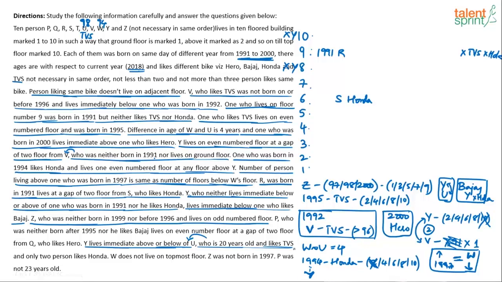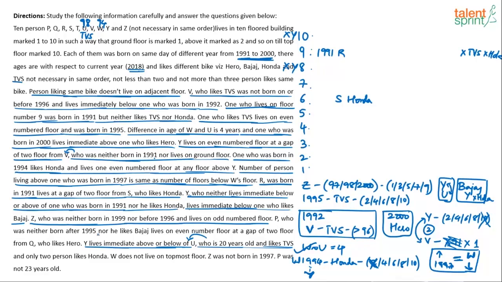So this part is done now. This statement is done already. W minus U is 4 indicates that W was born in 1994. So we can say that this 1994 Honda guy is actually W. You see, now these two are connected. I am connecting W with 1994. W was born in 1994. He likes Honda. He lives on an even number floor.